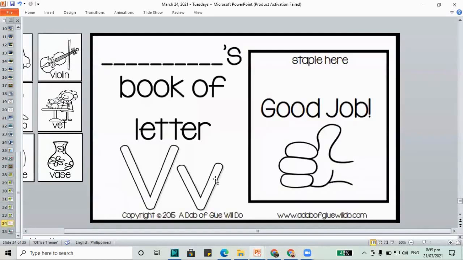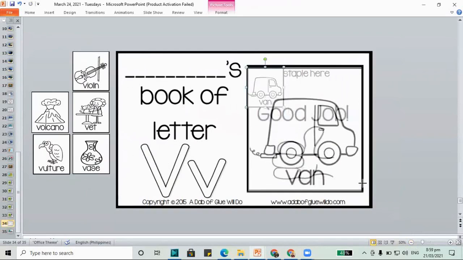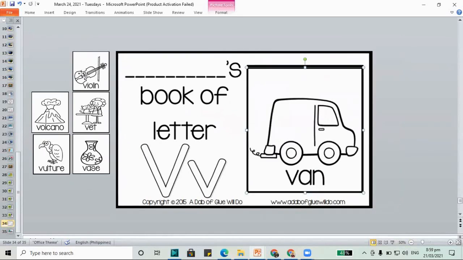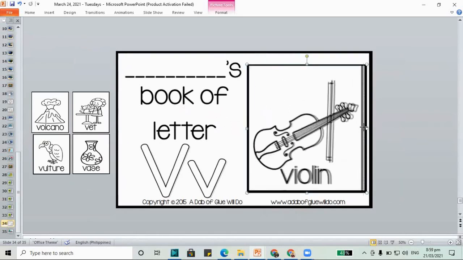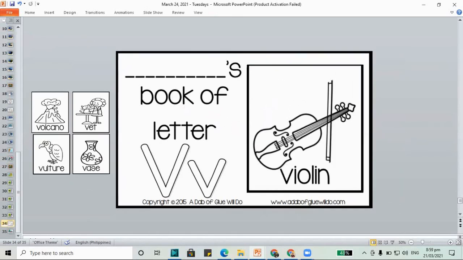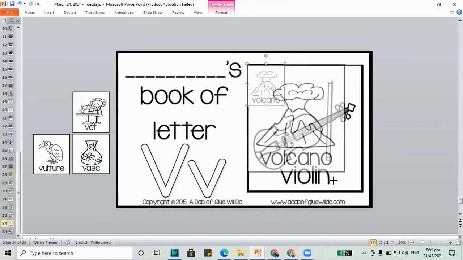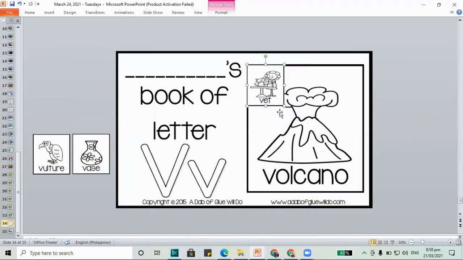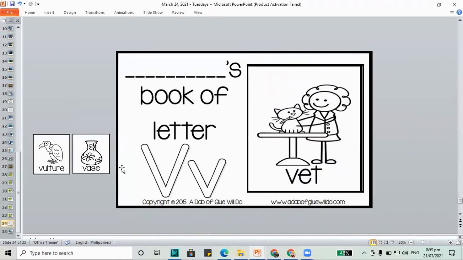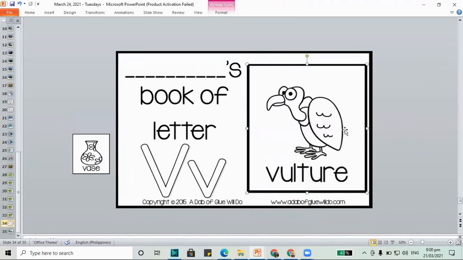And how about we do this one? What are some things that begin with letter V? V is for the van. The van is a big vehicle that you can ride. V is also for an instrument, the violin. It has a nice sound when you play it. V is for the volcano. You have to be careful with the volcano. It might erupt. V is for the vet. The vet is the doctor for the animals. And V is for the vulture. The vulture is a very big bird.